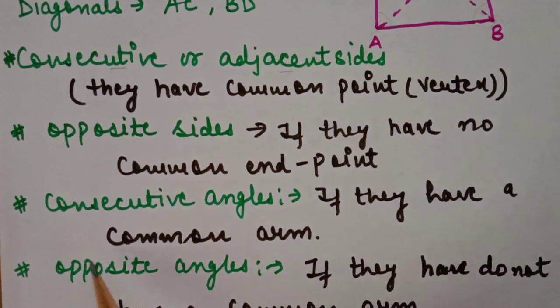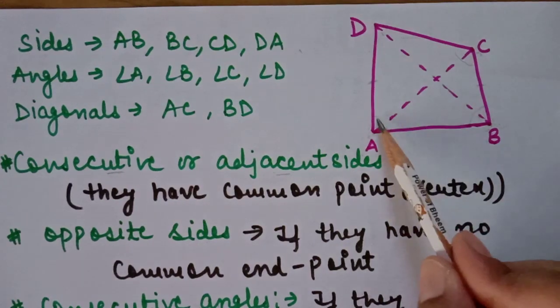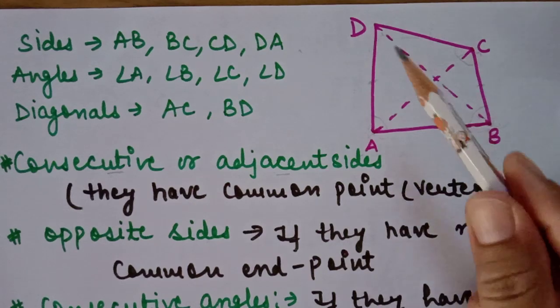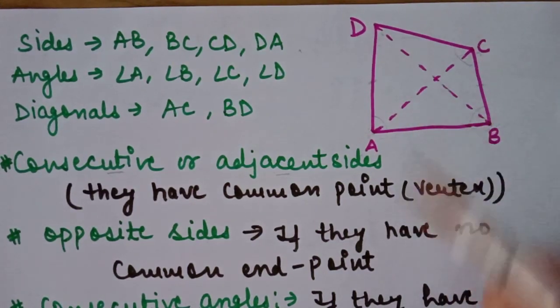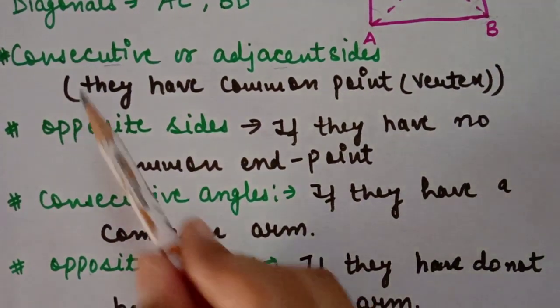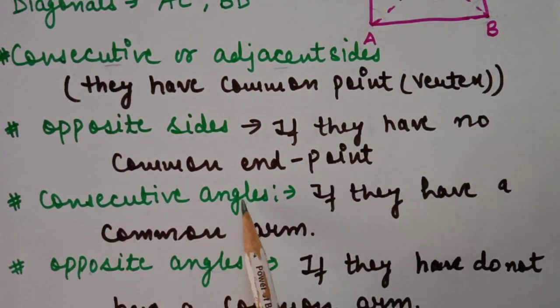Next one is opposite angles. The angles of a quadrilateral are said to be opposite angles if they do not have a common arm. So, angle A and angle C are the opposite angles because they do not have a common arm. Angle B and angle D are the opposite angles because they do not have any common arm. So, students, from this diagram we learn 4 new things: consecutive or adjacent sides, opposite sides, consecutive or adjacent angles, and opposite angles.